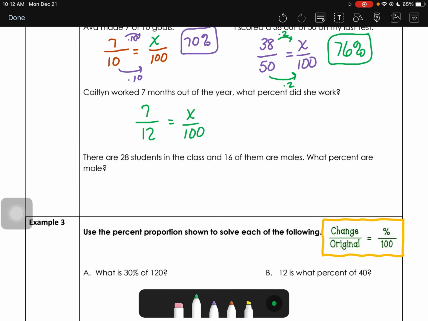So this one's a little bit more difficult to do. We can't really use the vertical method or the horizontal method. So this time we're going to do our cross multiply. So 7 times 100 is 700 equals 12x. And we haven't learned how to solve an equation yet, but we want to divide both sides by 12 to figure out what percent that would be. We'll leave that one for now, and we'll come back when we know how to solve our equations at a different point.